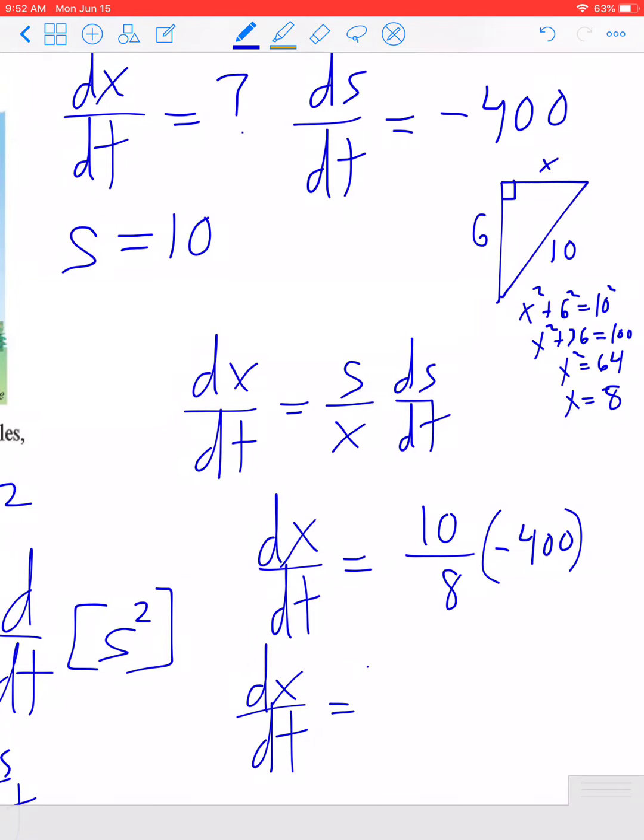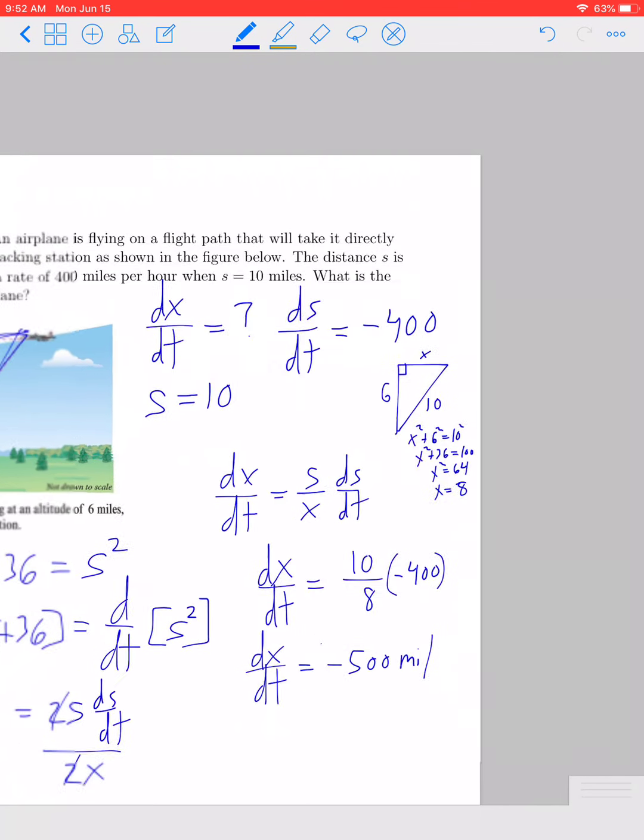Let's go ahead and work this out. It's going to be 8 divided by 10 times negative 400. That should be negative 500. That's going to be miles per hour.